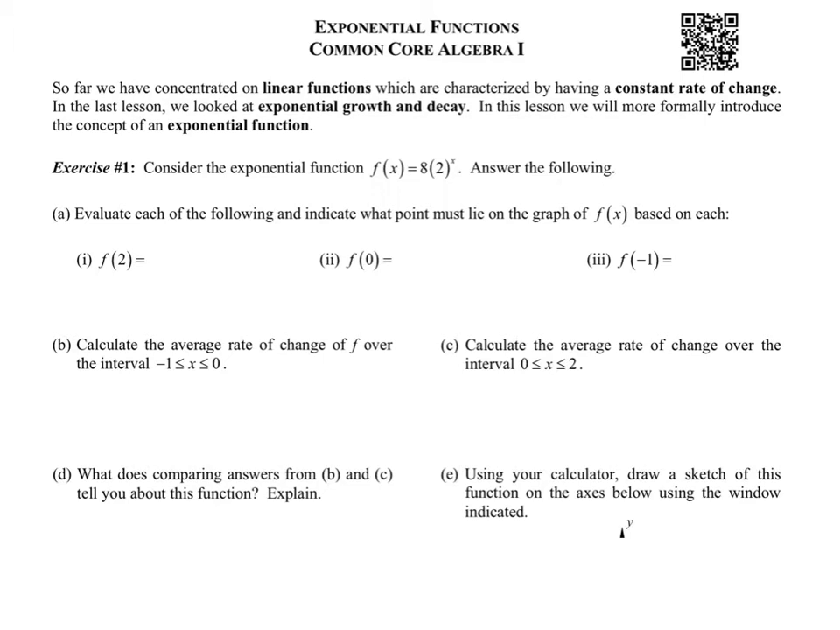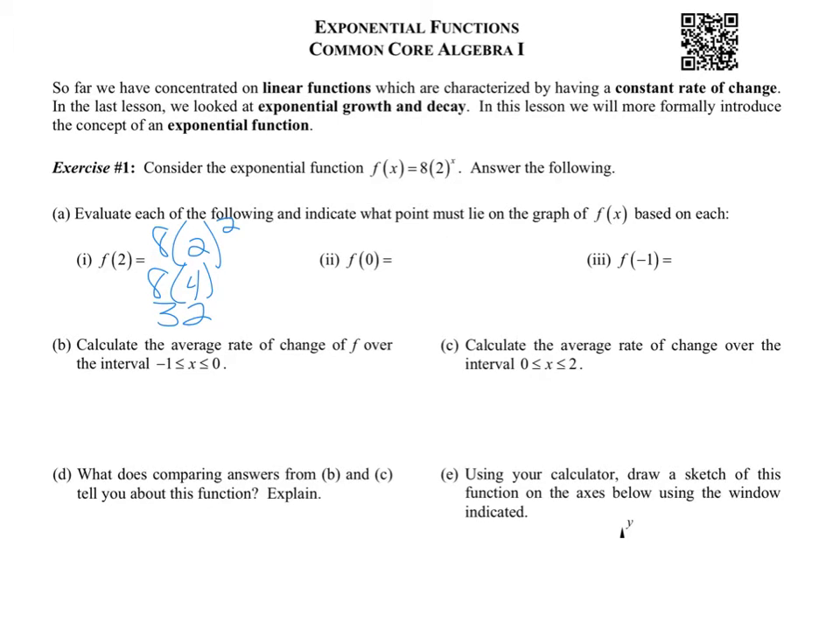Exercise number 1. Let's consider the exponential function f of x equals 8 times 2 raised to the x power. Answer the following. So all we have to do is continue on plugging in, substituting our numbers in. Our 2 is going to go in for the x, so it's going to say 8 times 2 raised to the second power. 2 to the second power is 4, which is going to give me 32.